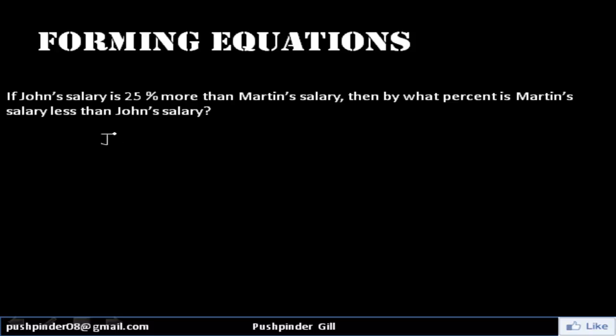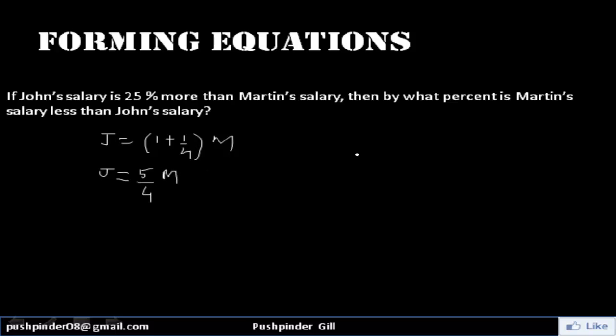That John's salary is 25% more than Martin's salary. So John's salary is 1 plus, what is 25%? That is, guys, 1 by 4. So that is 1 by 4 of Martin's salary, or I can say that John's salary is equal to 5 by 4 of Martin's salary.